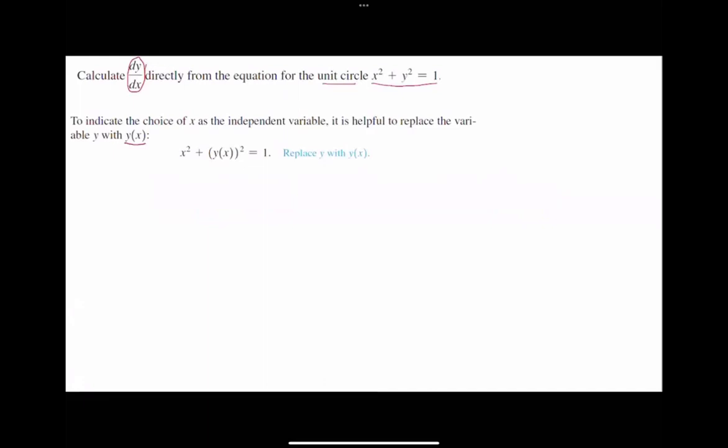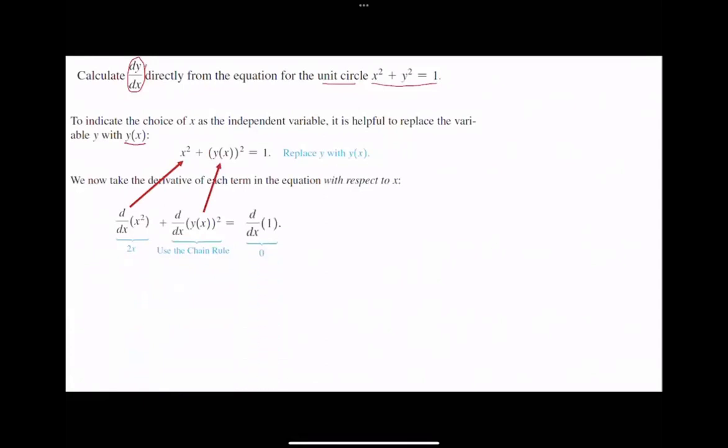So you're basically rewriting this as x squared plus y of x to the second equals 1. Now, we take the derivative of each term. The derivative of x squared is 2x plus the derivative of y(x) to the second power using chain rule. On the right-hand side, you have the derivative of 1, which is 0. Basically, you have the derivative of y(x) to the second power with respect to x. Using chain rule, it is 2y, y prime.